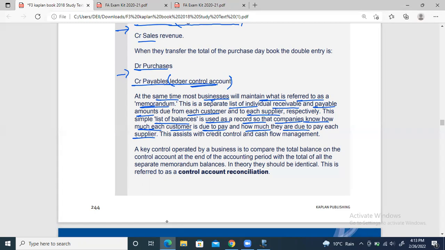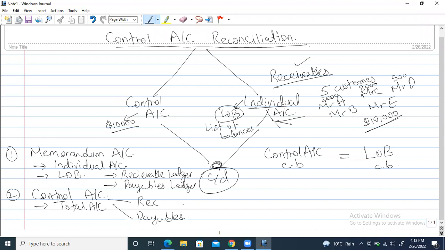Now, a key control operated by a business is to compare the total balance on the control account at the end of the period with the total of all the separate memorandum balances. Same thing we studied just now, and this process is known as control account reconciliation. So this is the proper motive of this chapter: we have to compare two accounts, namely individual accounts and control accounts.